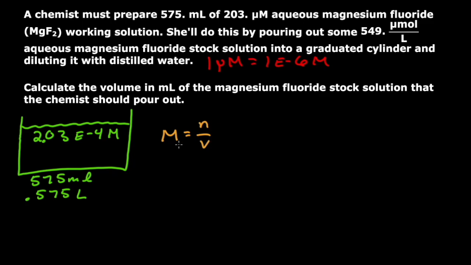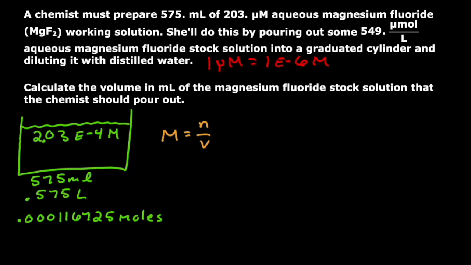You can see that if I multiply the molarity times the volume, I'm going to get the number of moles. So if I multiply this number times this number, I'm going to end up getting 0.0001166725, and that will be the number of moles that I have of this MgF2.